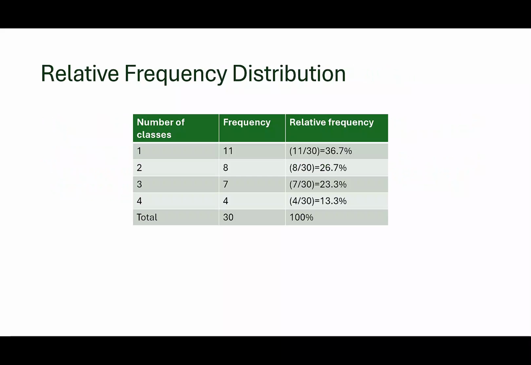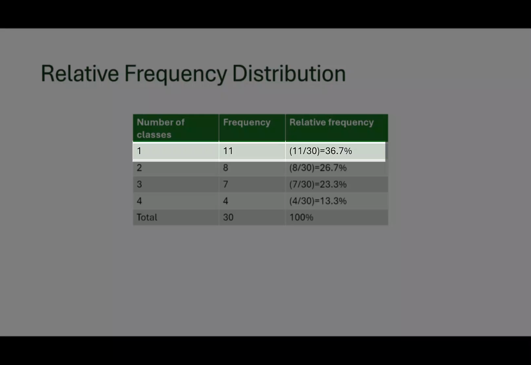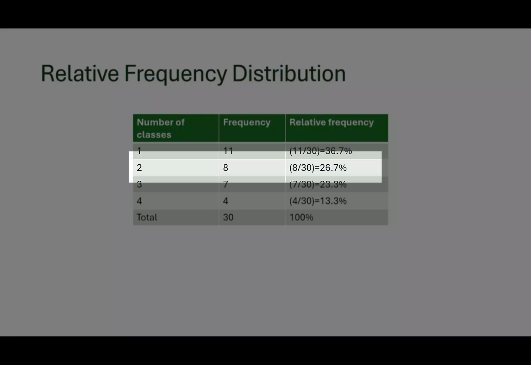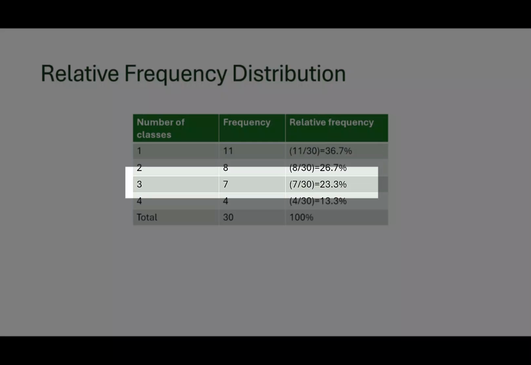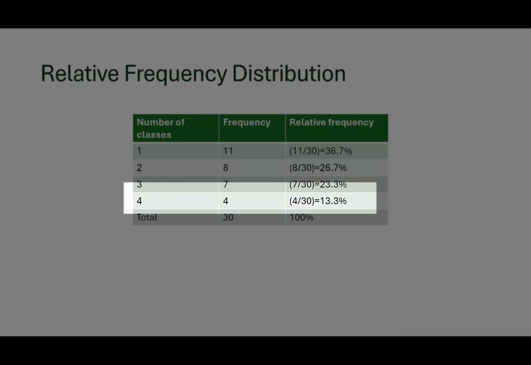If we go back to our previous example about the number of classes taken by students, the first thing we need to do is find our total number of students, which is 30. Then we look at the number of students who took one class, which is 11. We divide 11 by 30, which gives us 36.7%. Then our 8 students that took 2 classes becomes 8 over 30, which is 26.7%. The 7 people that took 3 classes is 7 over 30, which is 23.3%. And then our 4 people that took 4 classes is 4 over 30, which is 13.3%.